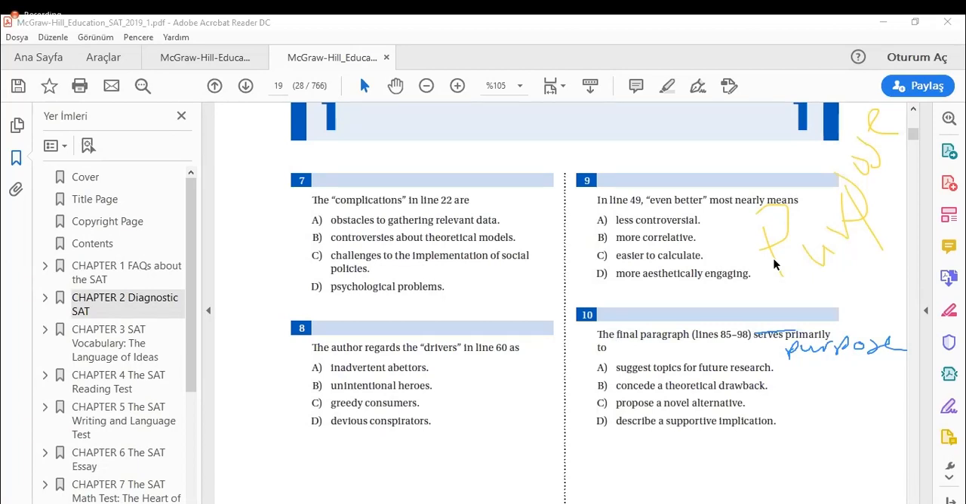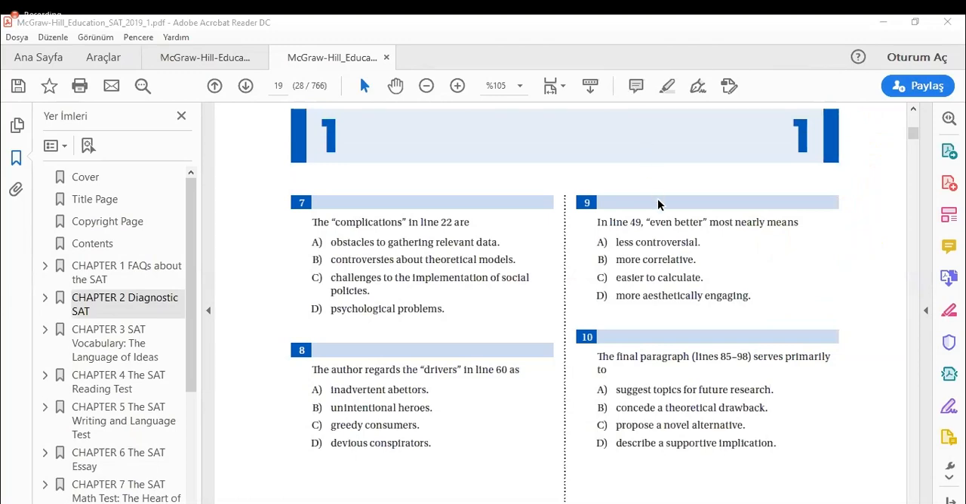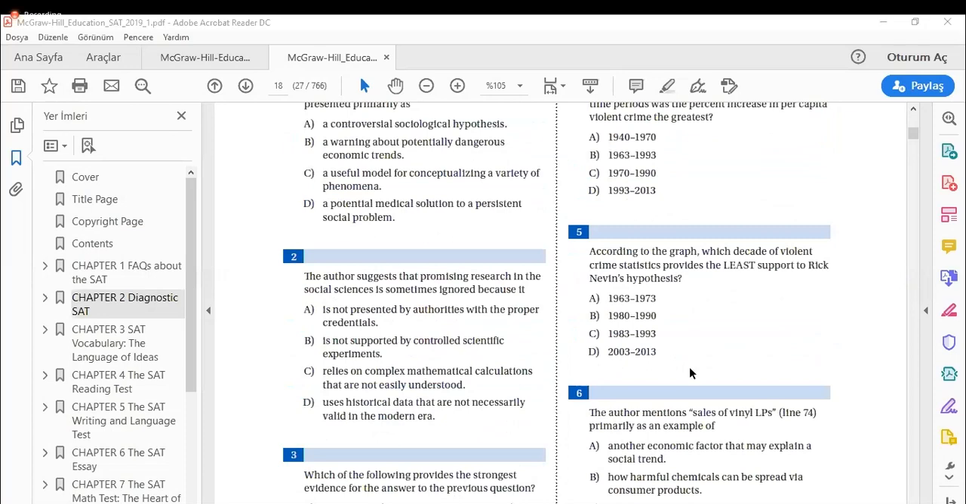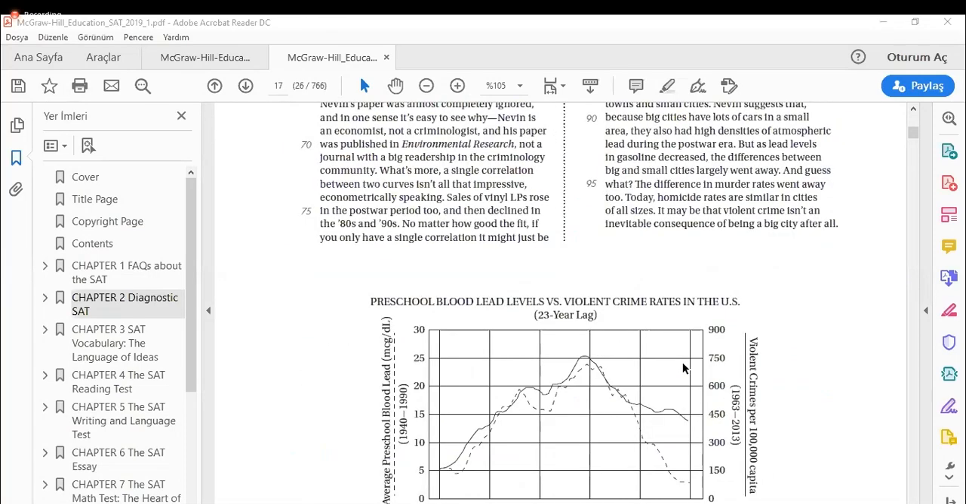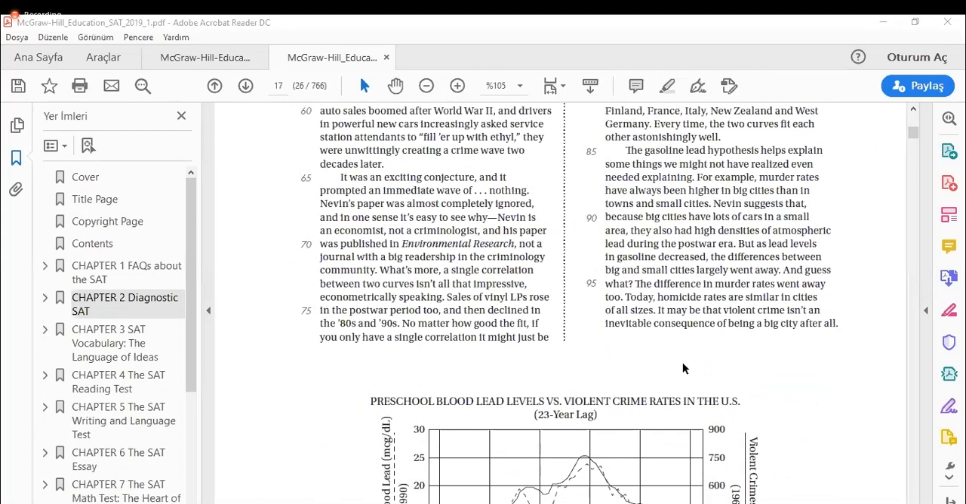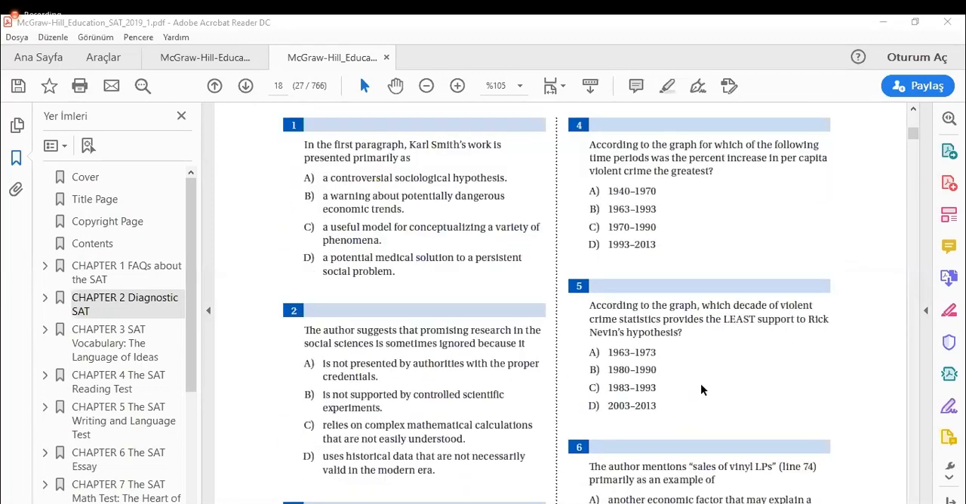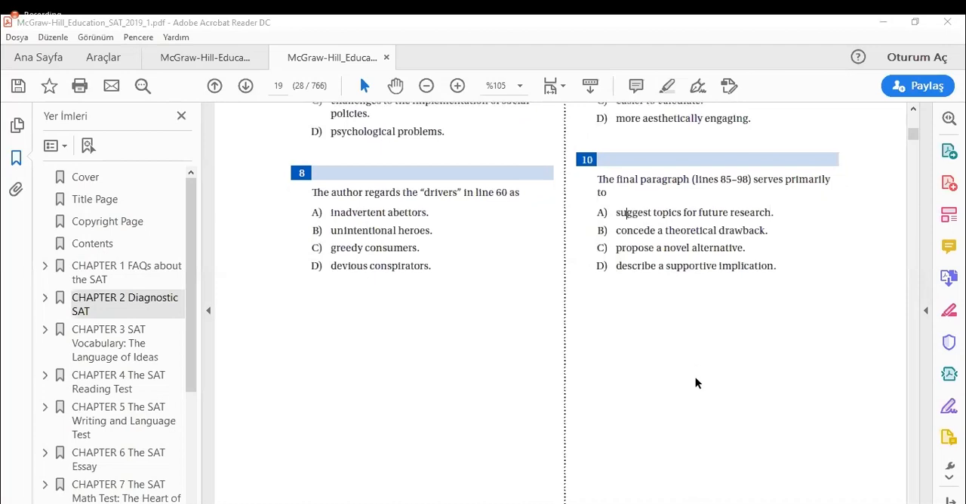Okay, let's go step by step. Final paragraph. So can you call that technique? It means this question is focusing on one single paragraph, the concluding paragraph. Look at this word, serves. That's specific. So it is a specific question, asking for a specific purpose of the paragraph. Let me write it here. Final paragraph. Now you will see. Please have a look at this one.